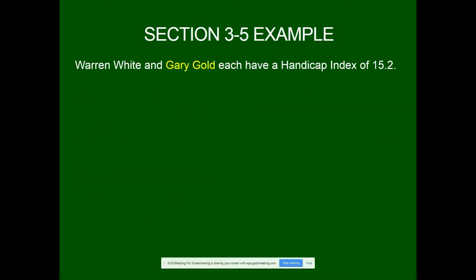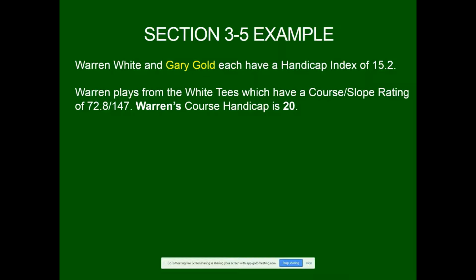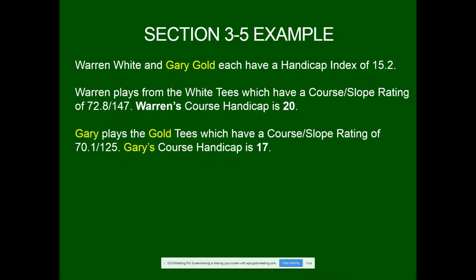We have these two individuals, Warren and Gary. They each have the same handicap index of 15.2. Warren's playing from the white tees. That's got a 72.8, 147 rating and slope, and his course handicap for the day is 20. Gary's playing from the gold tees, and his course rating is 71.3, 125, which equalizes his course handicap at 17. So right from the beginning, they have different course handicaps, even though they have the same handicap index, because they're playing from two different golf courses.